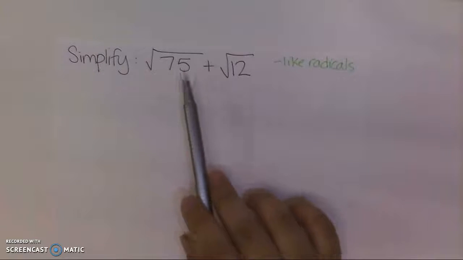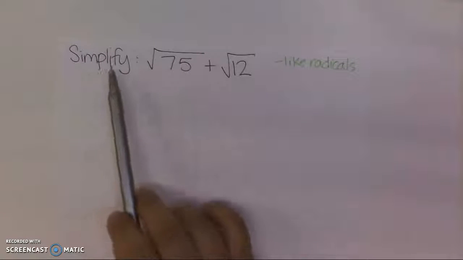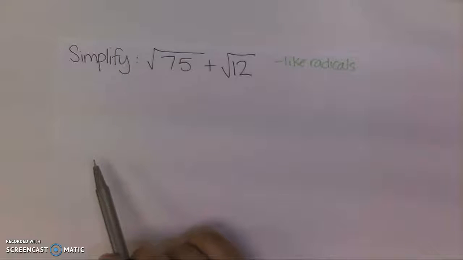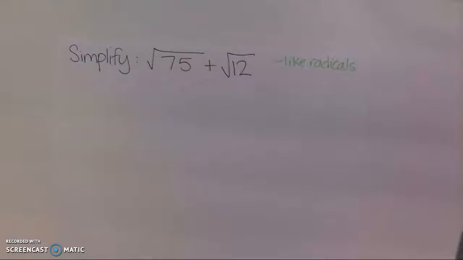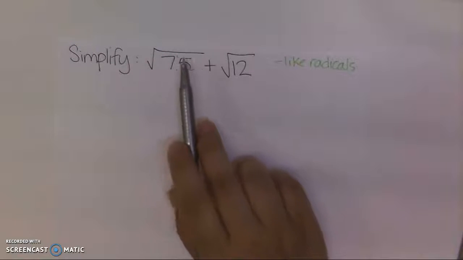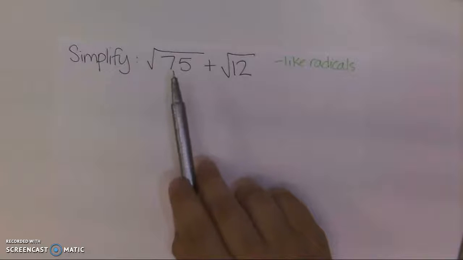So right now, these two numbers are not like radicals. However, if I simplify each one of these, they might become like radicals. So let's start by doing that. In order to simplify radicals, we talked in the previous video about finding the perfect square that goes into that number. So 75 immediately jumps out to me that it's divisible by 25.